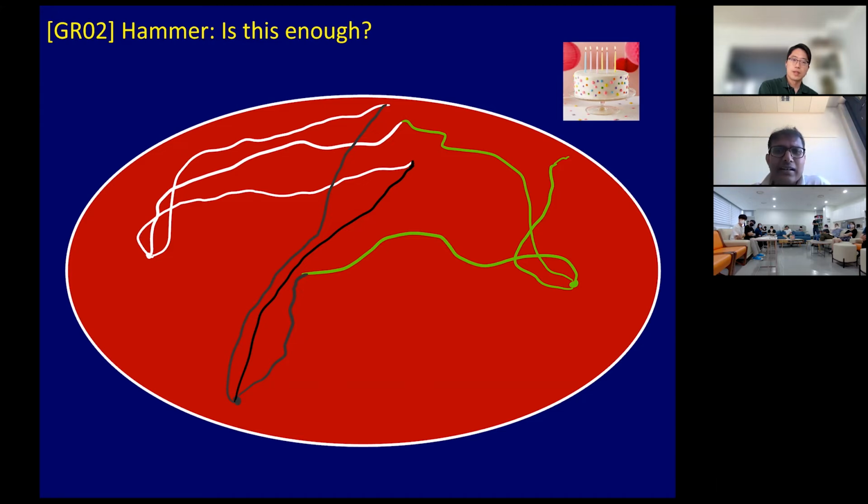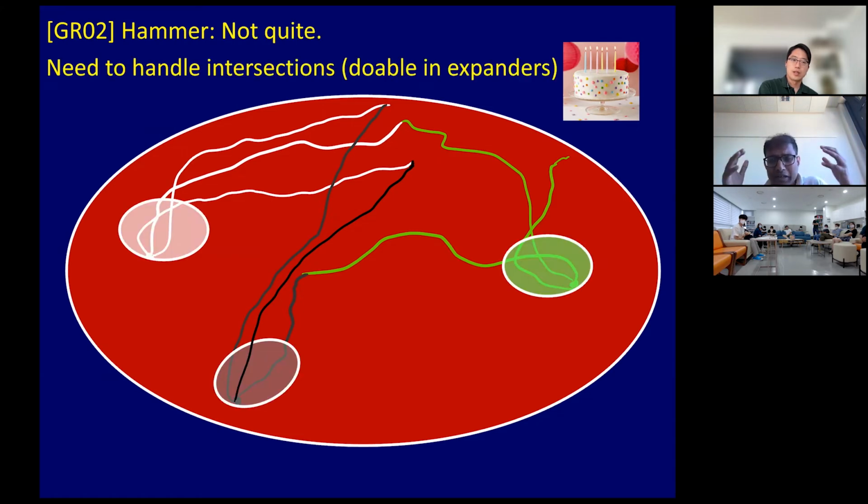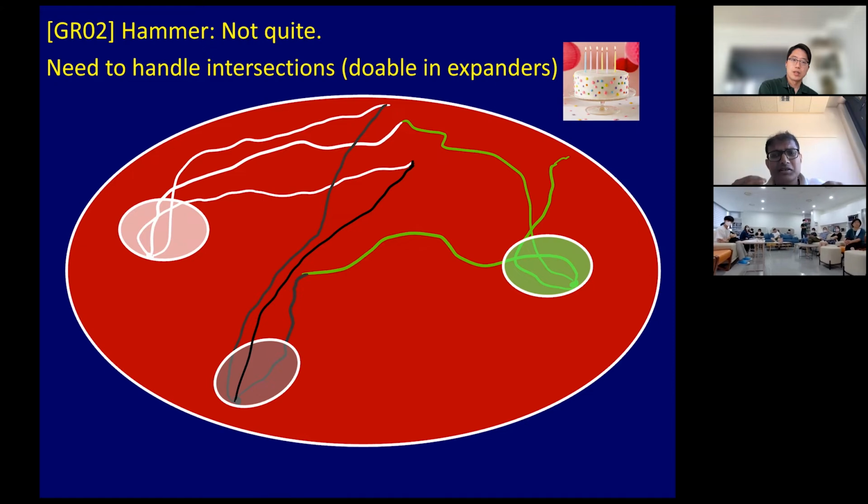But it turns out that in expanders, life is still fine. While in general this is not enough, in expanders this still works out because you need to handle these intersections, but expanders are so well connected that you would be able to contract away these intersections. And you would be able to find a white to green path, like the path shown over here, and a white to black path, the path shown over here, and a black to green path, and you can contract them all.